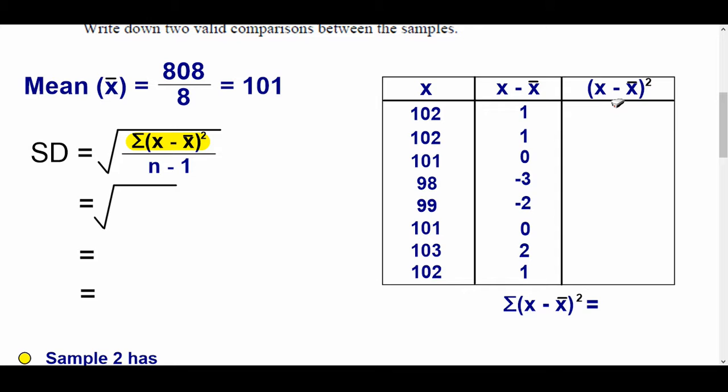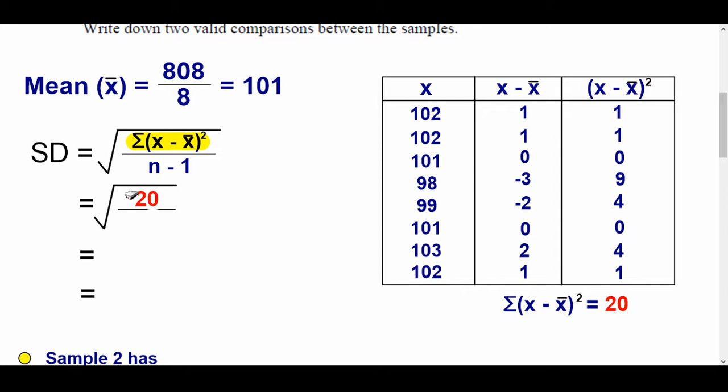So let's square it. So we've got 1 times 1 is 1, 0 squared is 0. Just be careful here, negative 3 times negative 3 is positive 9, negative 1 squared is positive 1, 0 squared 0, 2 times 2 is 4, and 1 times 1 is 1. Now add all that up and you get 20. Now that is the top line of your formula. This is the table there to get that top line of your formula. So we'll fire that in.